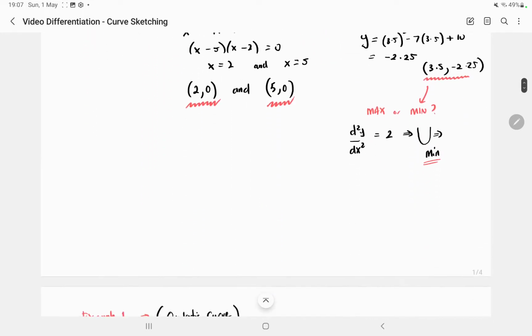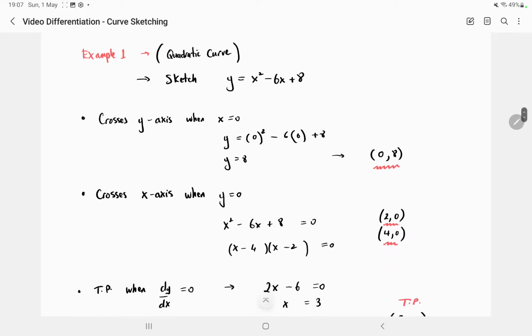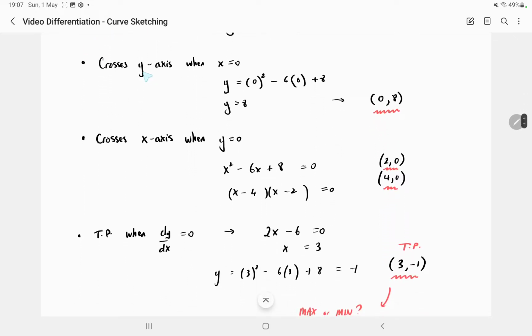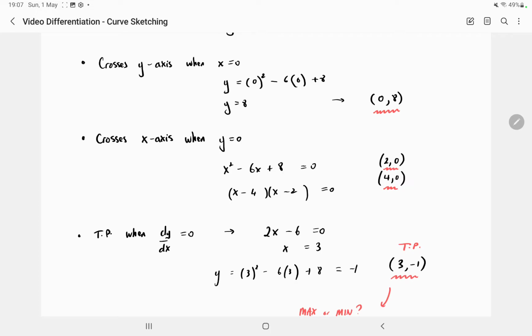So let's look at an example from scratch. The quadratic curve we want to sketch is y is equal to x squared minus 6x plus 8. So going by the key points, we need to know where does it cut the y-axis. So let x is equal to 0. 0 squared minus 6 zeros, add 8. We get a coordinate of 0, 8. That's where it cuts the y-axis. It's going to cross the x-axis whenever y is equal to 0, so we let the equation be equal to 0. So then we can factorize and solve. Our 2 coordinates are 2, 0 and 4, 0.